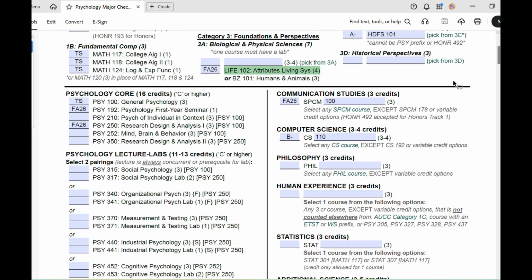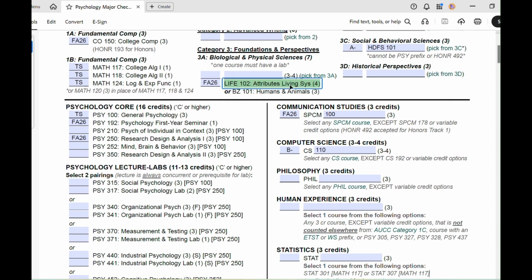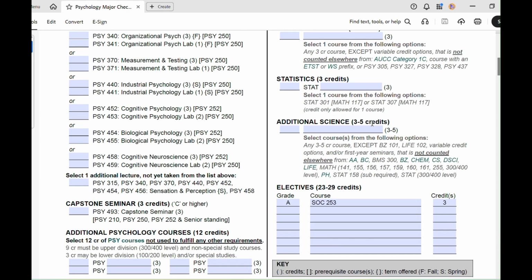Previously in the AUCC overview, I mentioned that all psychology majors must take 3 sciences. This is your third science. Your additional science must be at least 3 credits. You can select a science course from the following options.